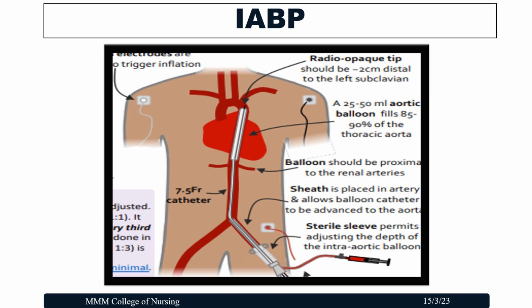The radio-opaque tip should be 2 centimeters distal to the left subclavian artery. This is the balloon, where a 20 to 50 ml aortic balloon fills 85 to 90% of the thoracic aorta. The balloon should be proximal to the renal arteries; it should not obstruct the renal arteries. The size of the catheter will be 7.5 French, and the sheath is placed in the artery and allows the balloon catheter to be advanced into the aorta. The sterile sleeve permits adjusting the depth of the intra-aortic balloon if needed.